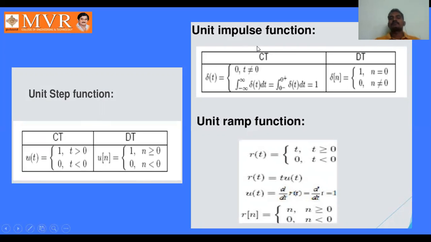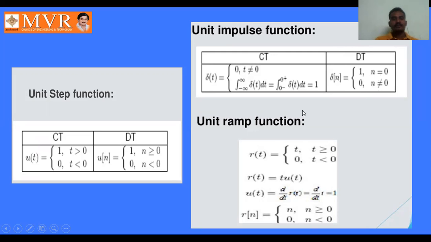Coming to the unit impulse function, it is denoted by delta of t in continuous time. It is equal to 0 for t not equal to 0, and it is also expressed like this: integral from minus infinity to plus infinity of delta of t dt is equal to integral from 0 minus to 0 plus of delta of t dt, which is equal to 1. The representation in discrete time signal is delta of n equal to 1 for n equal to 0, and equal to 0 for n not equal to 0.